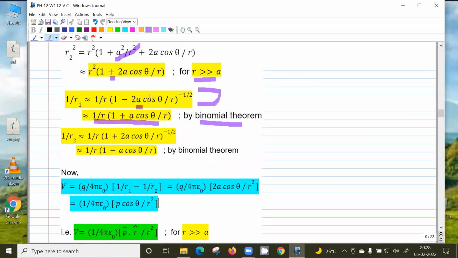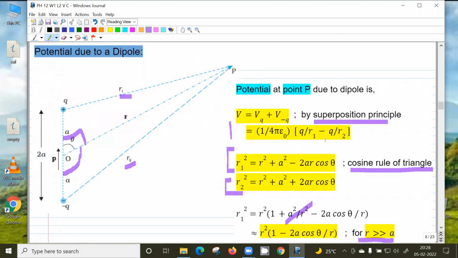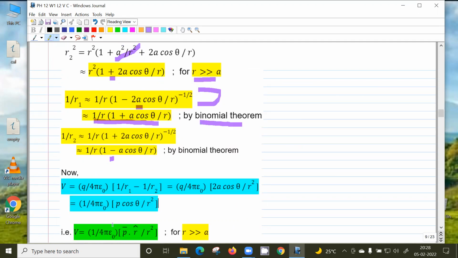Yes, sir. Okay, so 1 by R2 will become this one, and this minus will come here, so it will become minus here. And V is 1 by 4 pi epsilon naught times Q by R1. So Q I can take outside commonly. So Q will come out. So it's 1 by R1 minus 1 by R2. So I have to subtract these two. So this 1 will disappear, and this will come as twice. Is that clear?